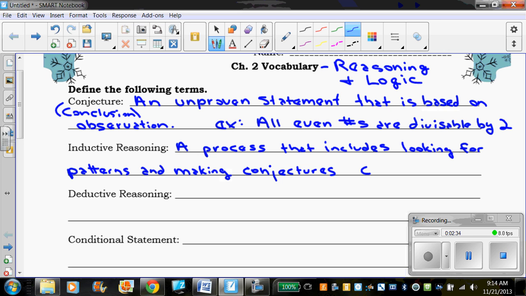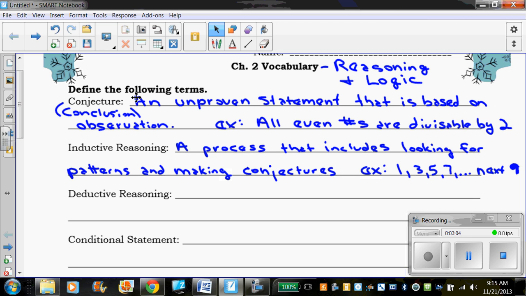So here's an example. We have 1, we have 3, we have 5, we have 7, ... We can make the conjecture or conclusion that the next number is going to be 9. 9 would be helpful. So 1, 3, 5, 7, obviously we're going up by 2s. The next number in the sequence would be 9. So this would be using inductive reasoning, which is a pattern-based approach to reasoning.